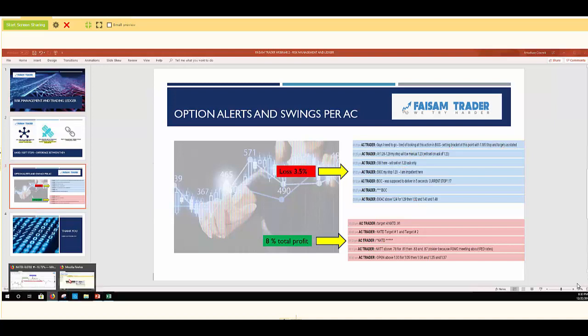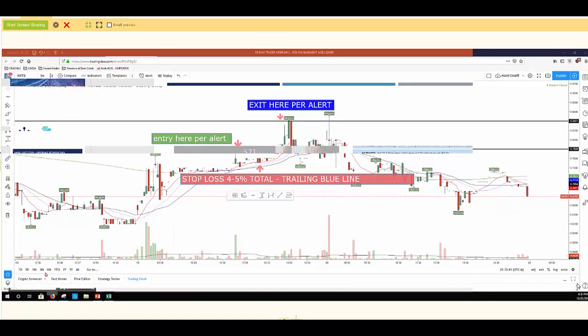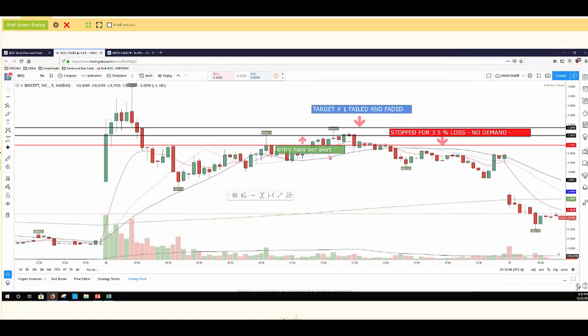Let's take a look at what happened. So we're gonna go and take a look at what happened. BIOC, I alerted here on that arrow here on the break of this horizontal line at 124. Okay, so it beautifully popped right over here, and it actually failed. That's why I was getting impatient. It failed to deliver the first target, which was 128, right? So I was like, okay, it's not gonna go. So I started manipulating my stop losses and stuff like that. And I was like, okay, I gotta go. 119.5 stop loss. Stop loss was hit.